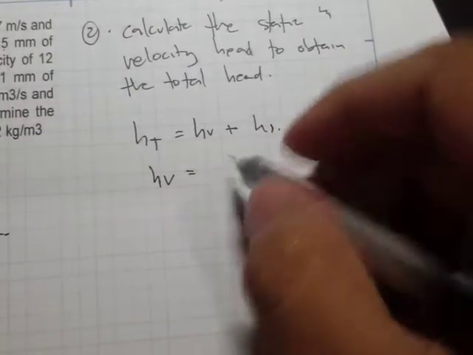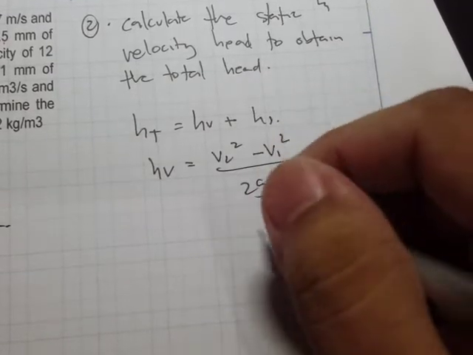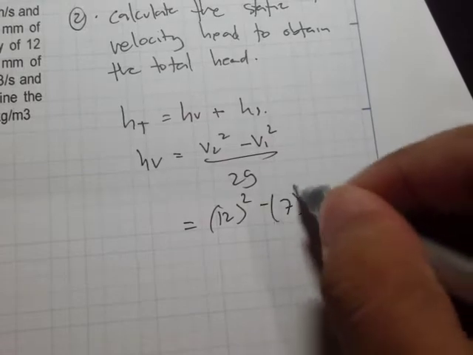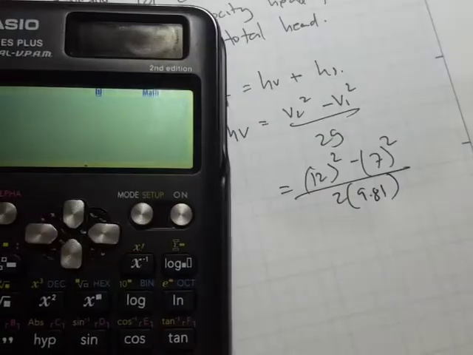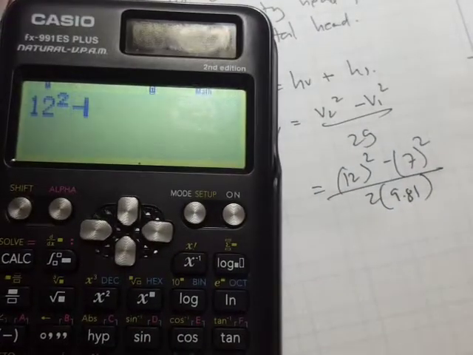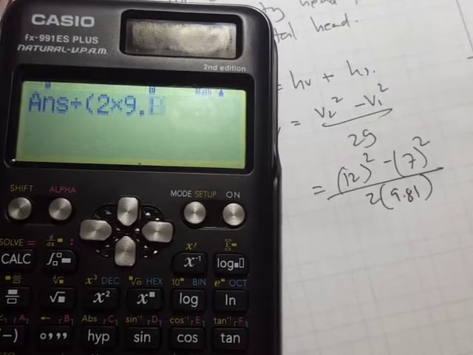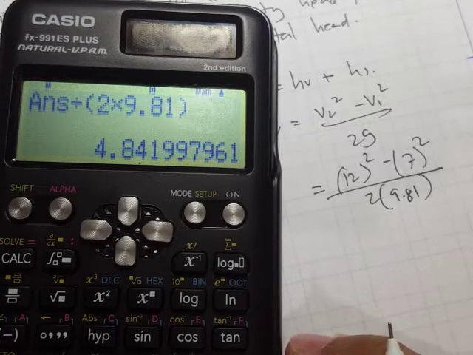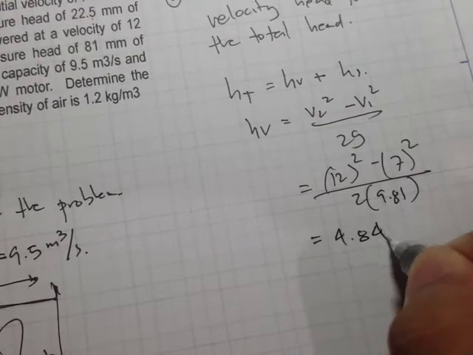H_v is simply V2 squared minus V1 squared all over 2g, and this is 12 squared minus 7 squared all over 2 times 9.81. So this is 12 squared minus 7 squared divided by 2 times 9.81. This is 4.84, so 4.84 meters.